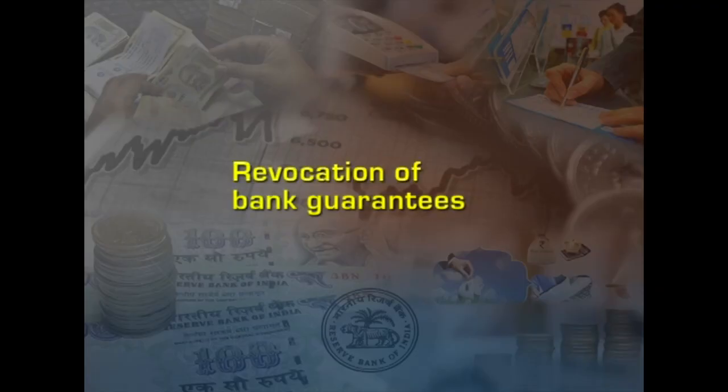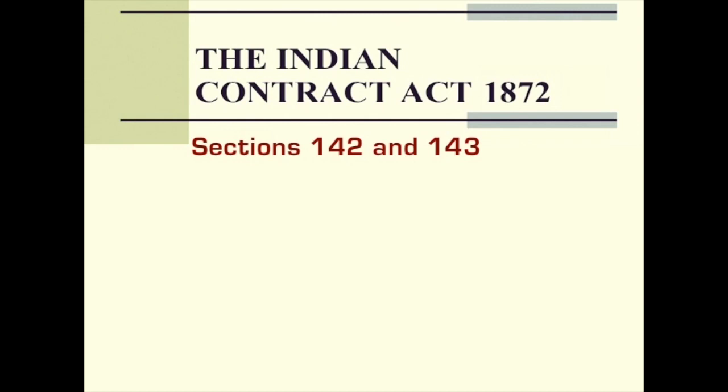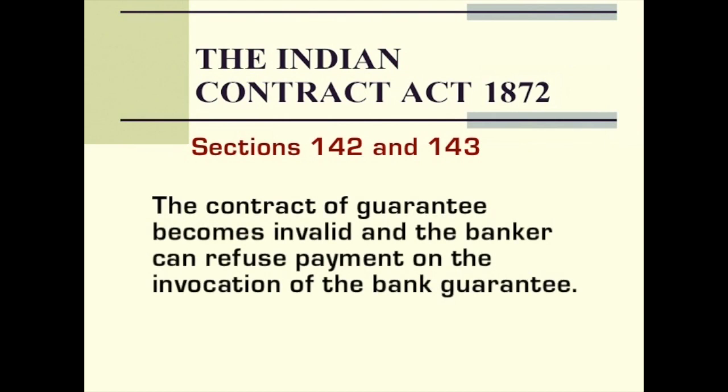Revocation of bank guarantees. A specific guarantee cannot be revoked under any circumstances, but it can be intercepted under certain circumstances so that the guarantor is discharged from the liability. In case of any fraud or misrepresentation and concealment of information as provided under Sections 142 and 143 of the Indian Contract Act, the contract of guarantee becomes invalid and the banker can refuse payment on the invocation of the bank guarantee.